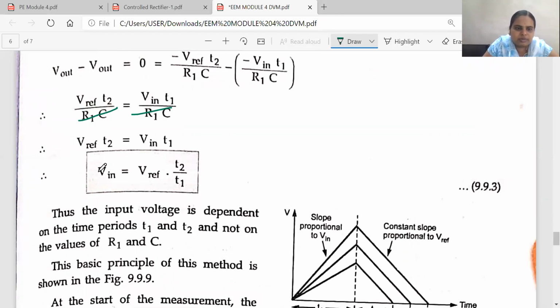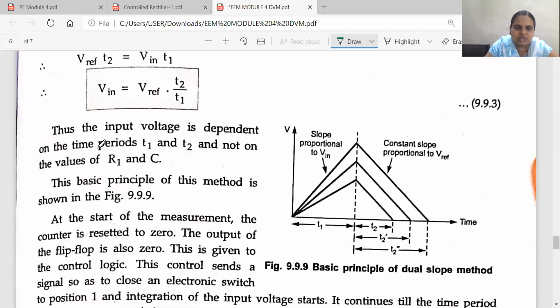Therefore, from this, if I want V in voltage, that is equal to V reference into T2 divided by T1. Thus, the input voltage is dependent on the time periods T1 and T2 and not on the values of R1 and C. The basic principle method is shown in the figure.